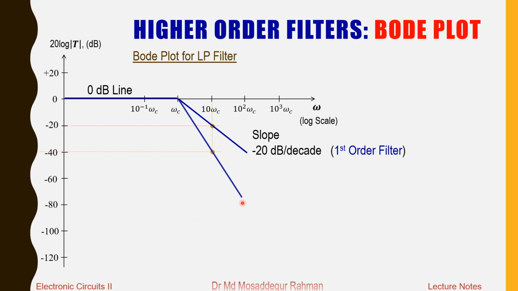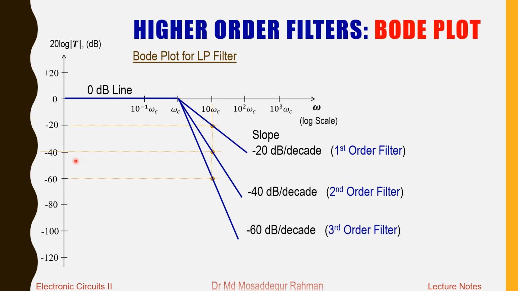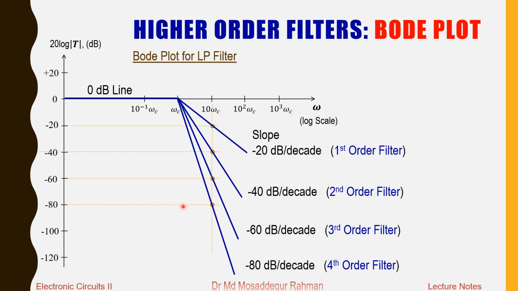This is for the second order filter. Gain is falling at the rate of 40 decibel per decade. As you can see, at 10 omega c, gain is minus 40 decibel. This is the third order filter. At 10 omega c, gain fell to minus 60 decibel. The fourth order filter is falling at the rate of 80 decibel per decade. So the higher is the order of the filter, the faster is the rate of fall. The gain falls at a faster rate for higher order filters.